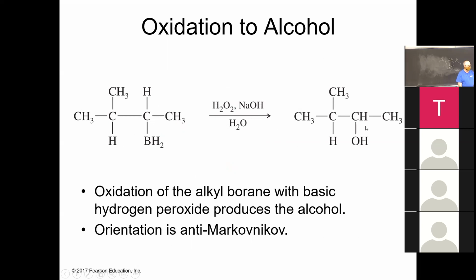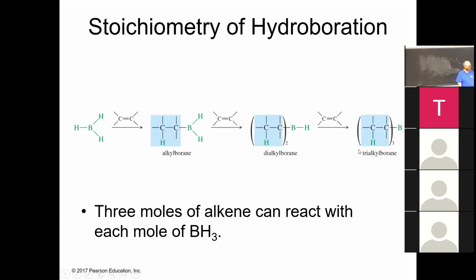Okay, this is the reverse of hydration. In hydration, we would have H and OH on opposite carbons. Okay, the stoichiometry is one borane to 3 alkenes. So before the oxidation, you actually end up with a trialkyl borane. Okay, so 3 alkenes will attack the borane.